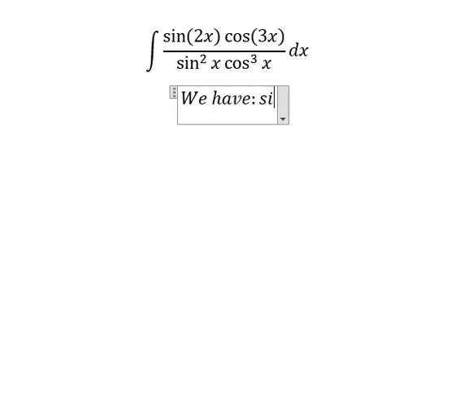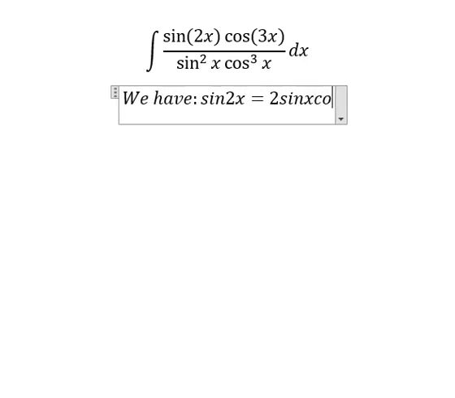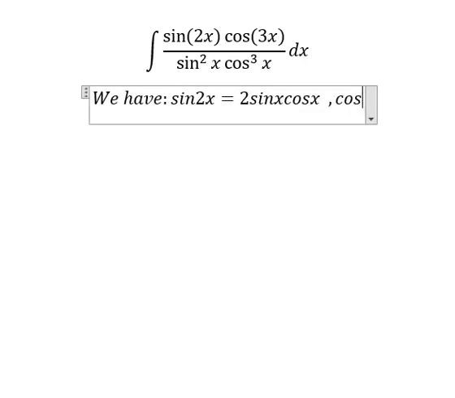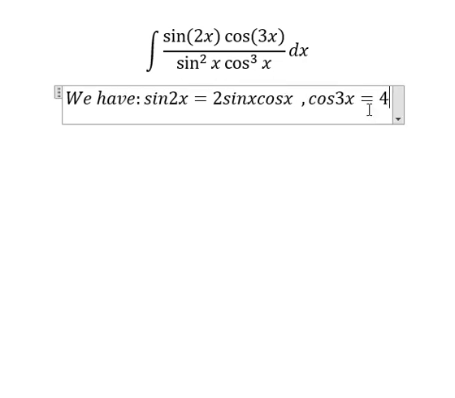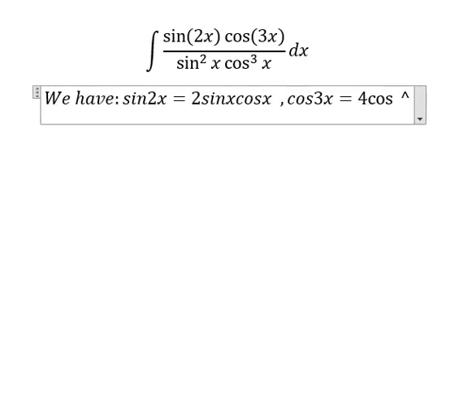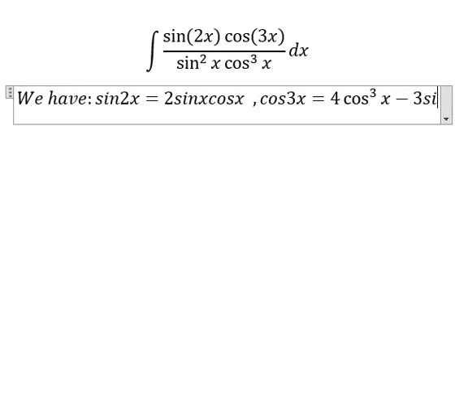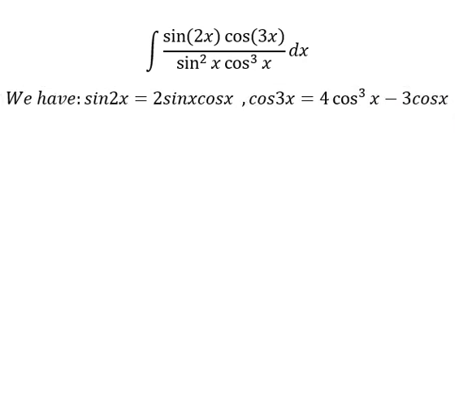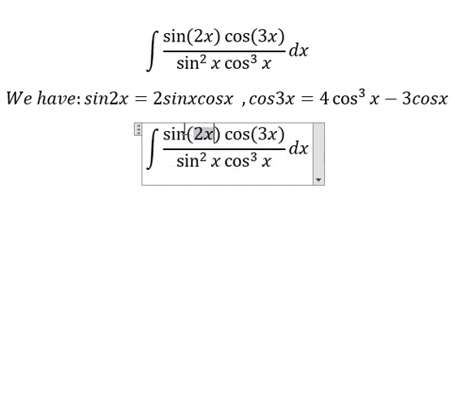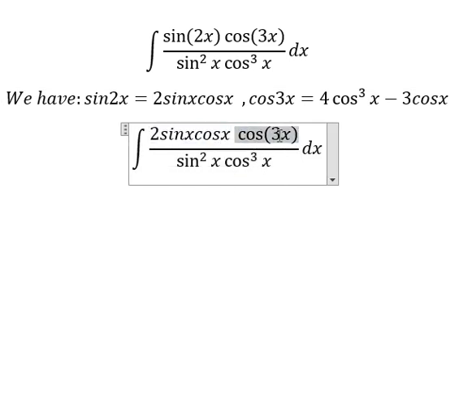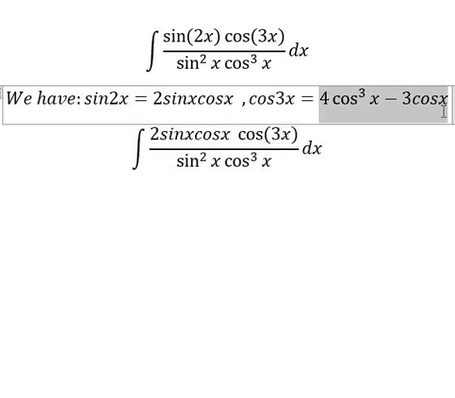sin 2x equals 2 sin x cos x, and cos 3x is 4 cos cubed x minus 3 cos x. Now I will put 2 sin x cos x here. This one, that is about this one.